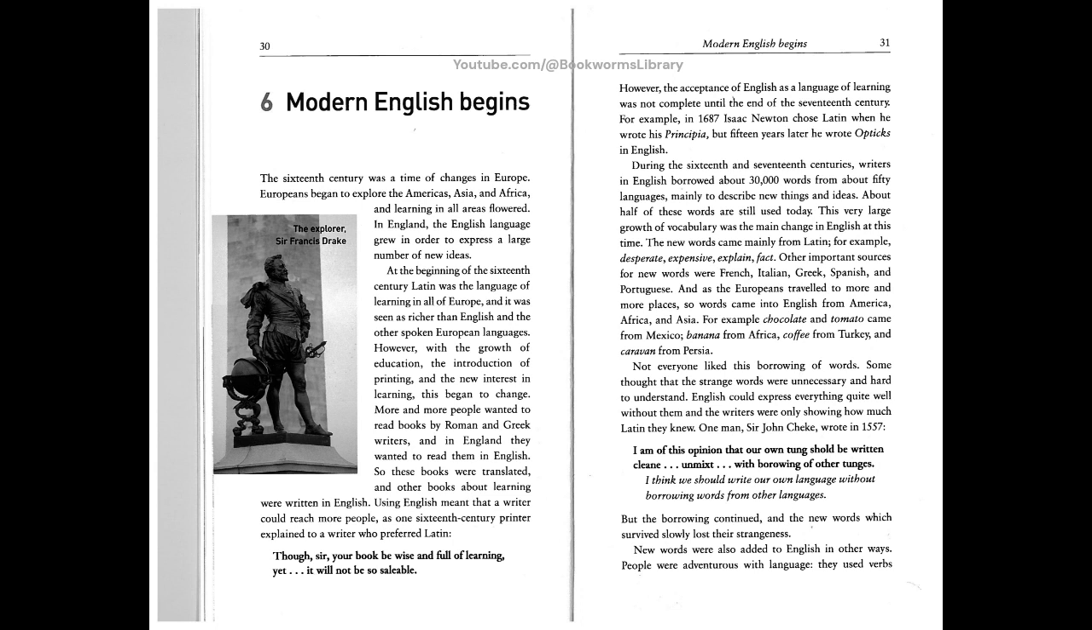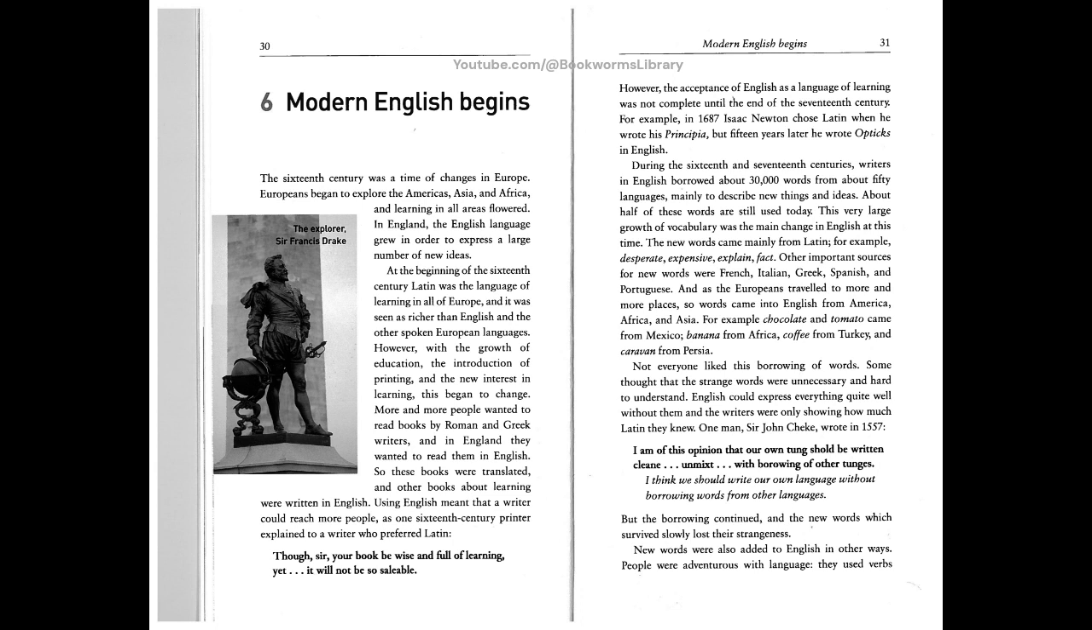Not everyone liked this borrowing of words. Some thought that the strange words were unnecessary and hard to understand. English could express everything quite well without them, and the writers were only showing how much Latin they knew. One man, Sir John Cheke, wrote in 1557, "I am of this opinion that our own tongue should be written clean, unmixed with borrowing of other tongues." I think we should write our own language without borrowing words from other languages. But the borrowing continued, and the new words which survived slowly lost their strangeness.